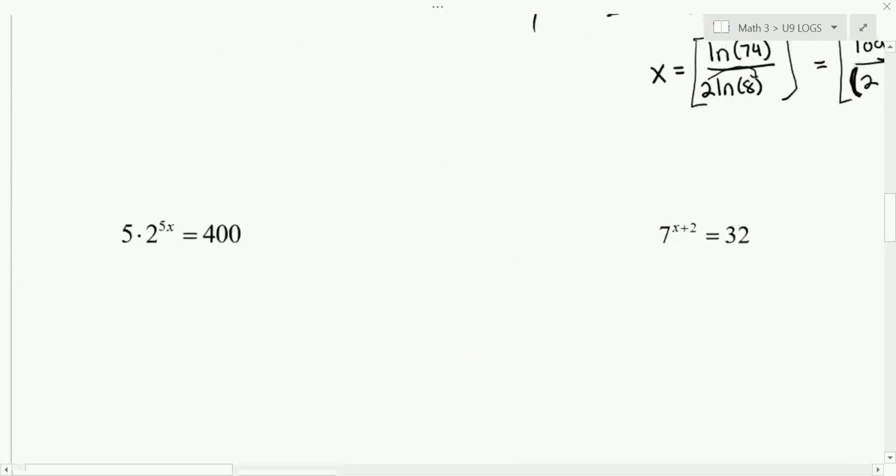So before you change it into log form, make sure you don't have something like this 5 out in front. So we want to get rid of that 5 first. We just want the base and the exponent equal to something. So let's divide both sides by 5. And what is 400 divided by 5? 80. Okay.